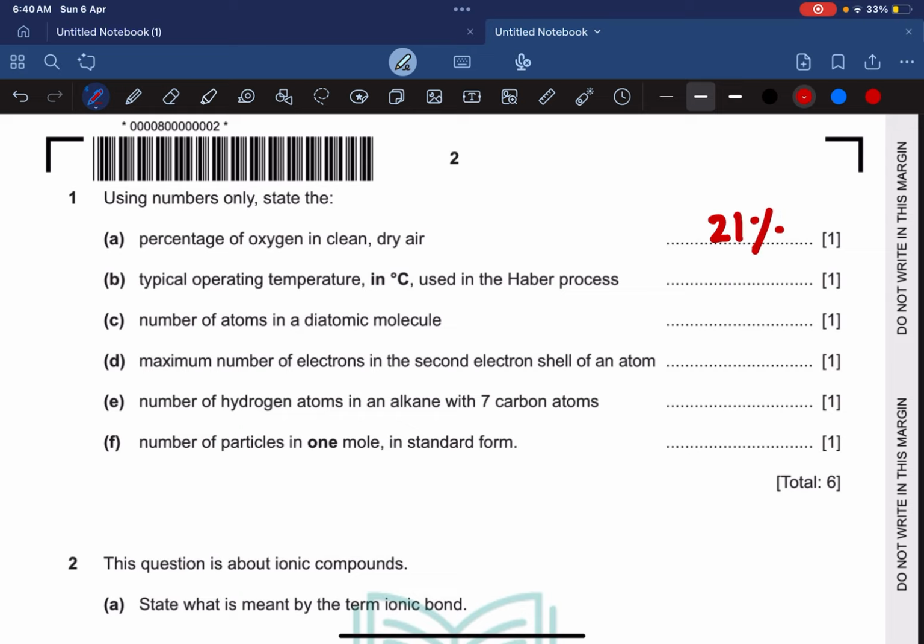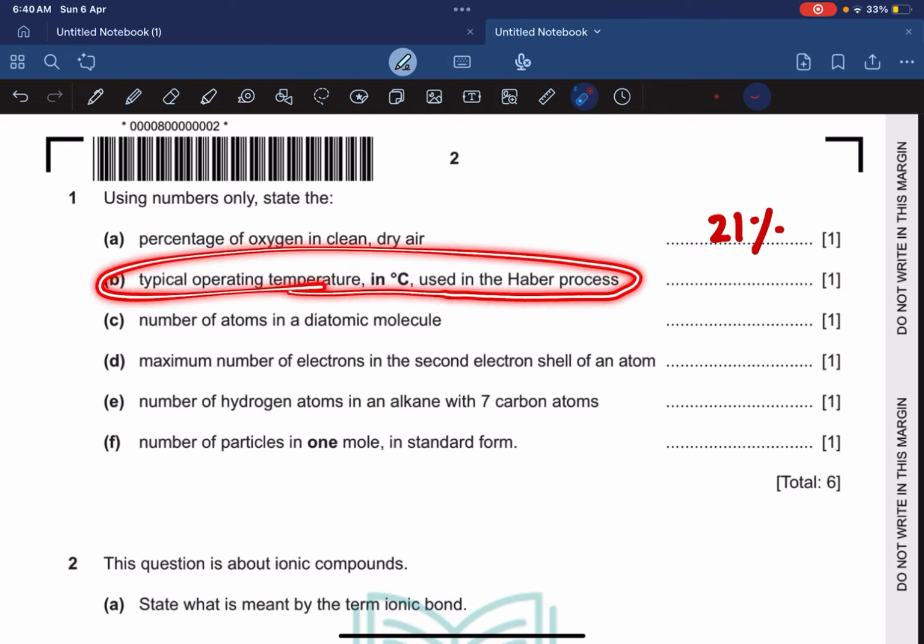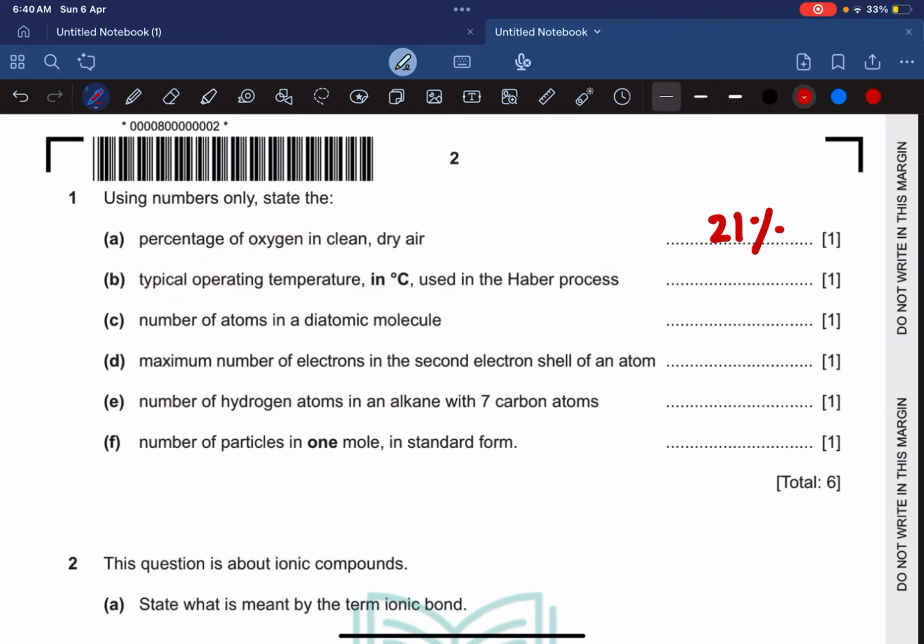21%. Next: typical operating temperature in degrees Celsius used in the Haber process. Just learn the temperature, the pressure, everything for the Haber process. An iron catalyst is used; learn this for the contact process as well. Remember that in the Haber process we use 450 degrees Celsius, and a similar temperature is used in the contact process as well. Both processes use similar temperatures, so it is going to be 450 degrees Celsius.